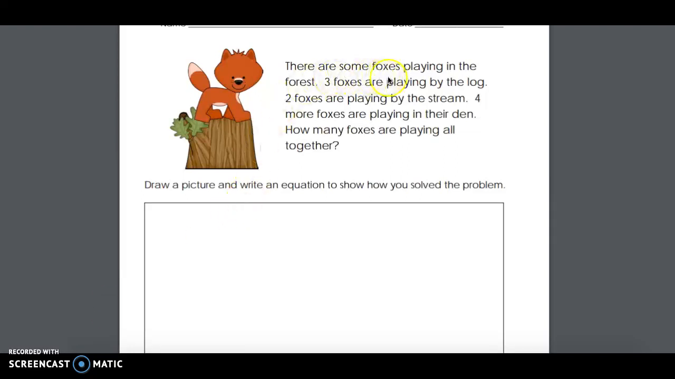There are some foxes playing in the forest. 3 foxes are playing by the log. 2 foxes are playing by the stream. 4 more foxes are playing in their den. How many foxes are playing all together? Draw a picture and write an equation to show how you solved the problem.